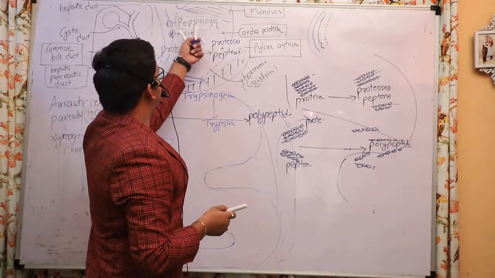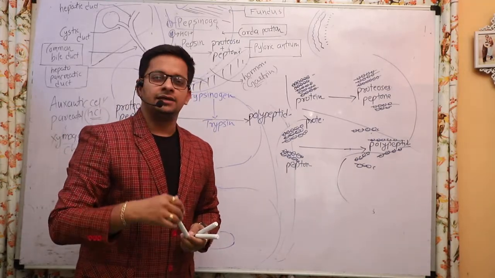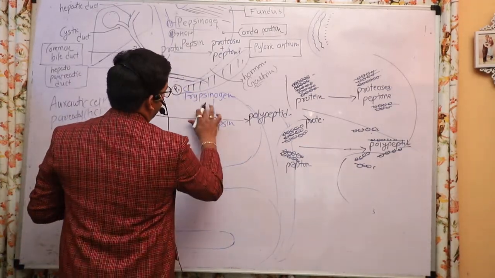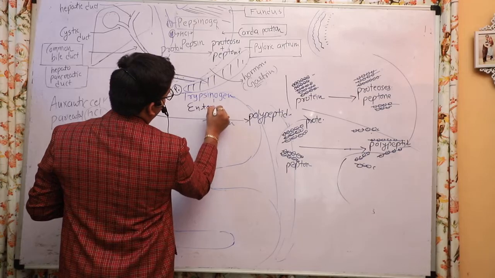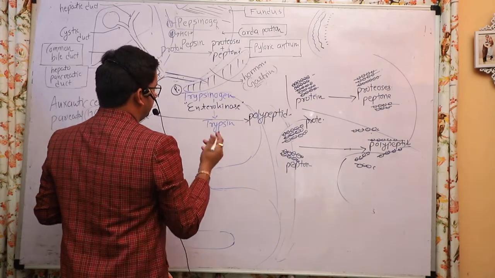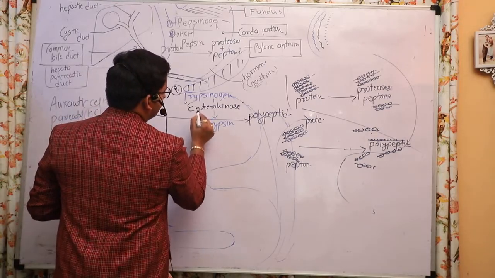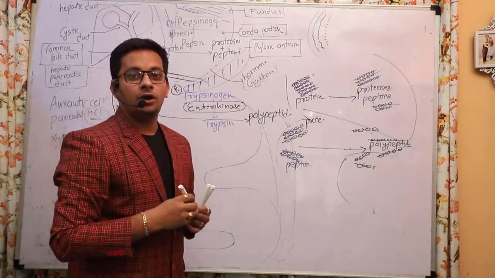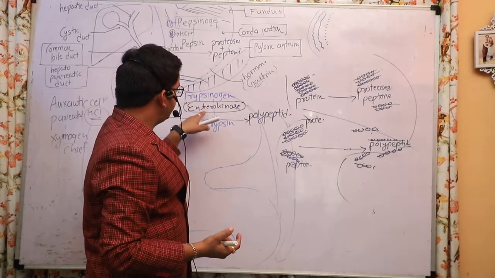In the stomach, pepsinogen converts into pepsin in the presence of HCl. But in this case, trypsinogen will convert into trypsin in the presence of what? The answer is enterokinase. From where will this enterokinase enter? Enterokinase is a coenzyme. Please mind it, it is a coenzyme. This is not an enzyme. This is HCl, acid. This is an enzyme, but this is a coenzyme.